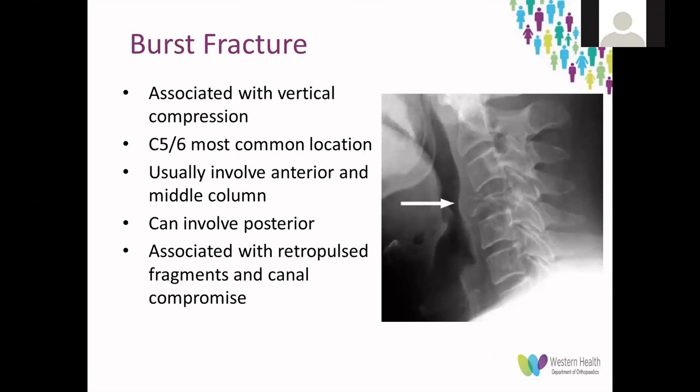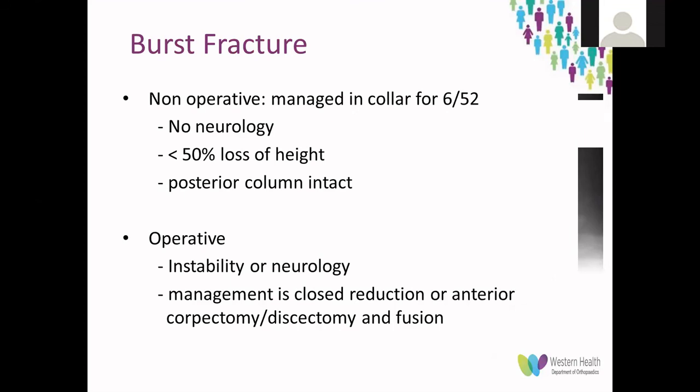CT can help to assess for retropulsion or any canal compromise, along with MRI, which can help with looking at posterior instability in the ligamentous complexes. Non-operative management in a collar for 6 weeks if there's no neurology and less than 50% loss of height, and on that MRI and CT that you're happy that the posterior column's intact and supplying some stability to the injury. If indeed there's instability or neurology, you would consider operative management with closed reduction, or more commonly in the modern setting, an anterior corpectomy, discectomy and fusion.